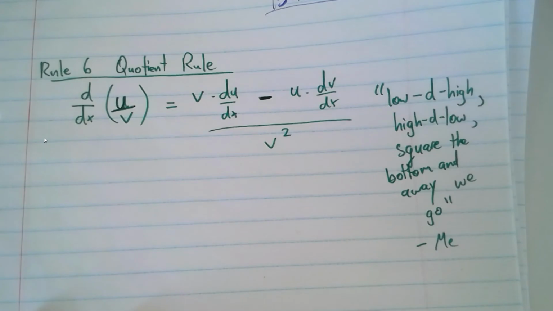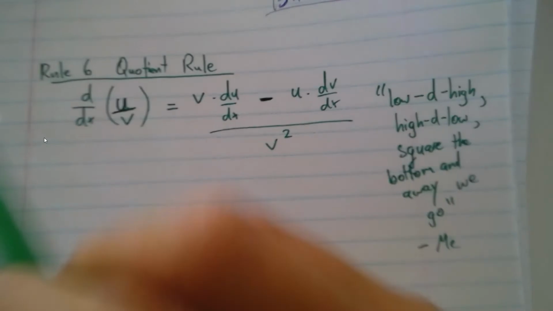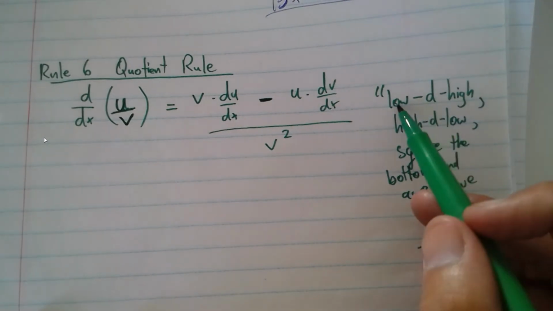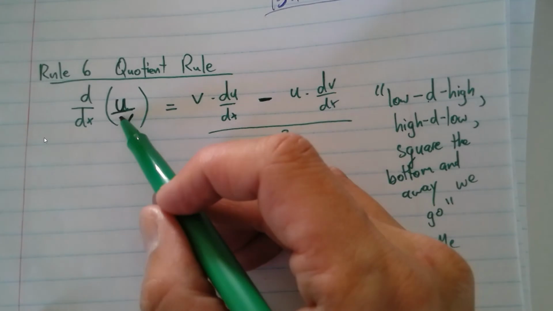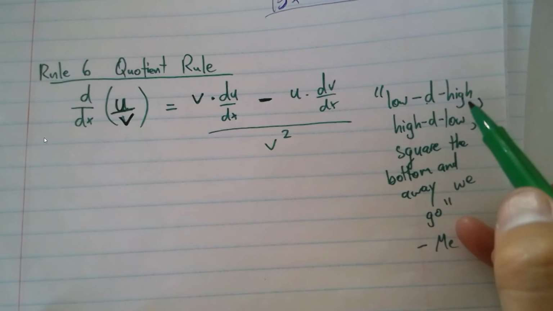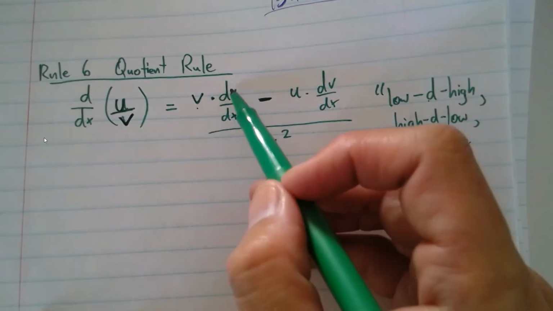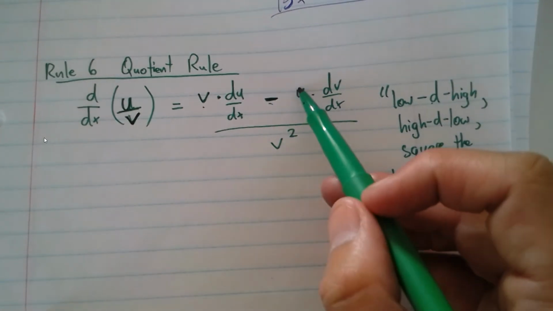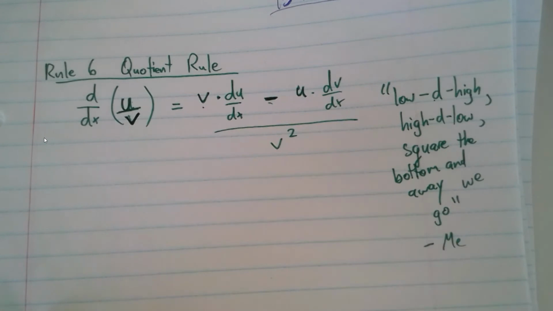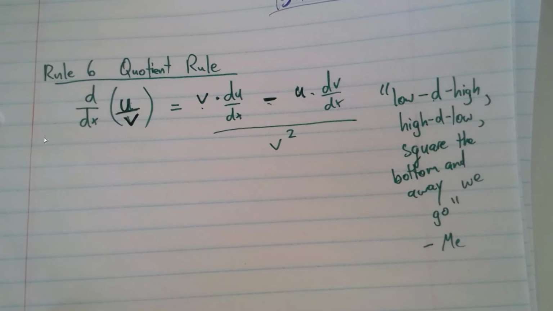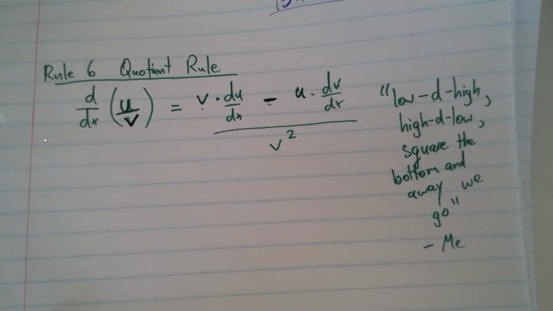Here's what I mean. Let's consider this guy, the u, to be the high part of the fraction, okay? High. The v is the low, right? So the first step is low d high. You take the v, which is on the bottom, the low guy, and you multiply it times the derivative of the high function u. Does that make sense? Low times d high. And you subtract it by now the high, which is u, times the derivative of the lower function v, dv over dx.